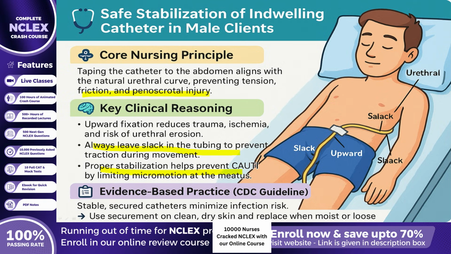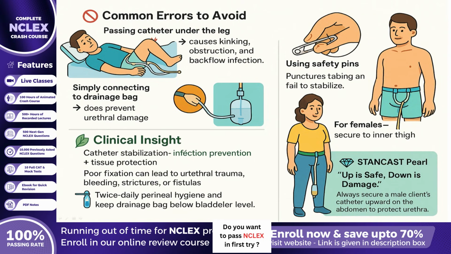Furthermore, proper catheter stabilization contributes significantly to the prevention of catheter-associated urinary tract infections, as per Centers for Disease Control and Prevention guidelines. Reducing micromotion at the urethral meatus limits irritation and bacterial entry, thus lowering infection risk. The securement device must be placed on clean, dry skin and replaced when moisture or maceration develops to protect skin integrity.